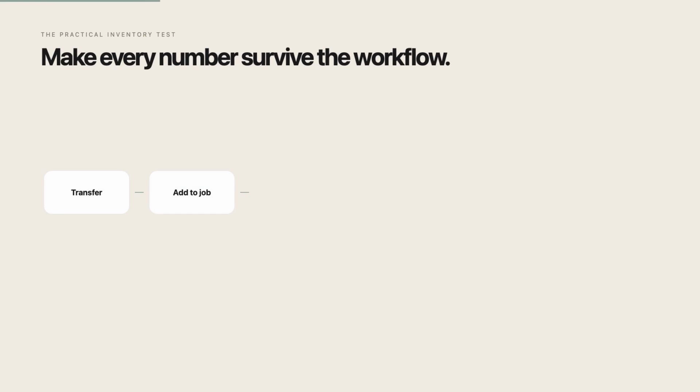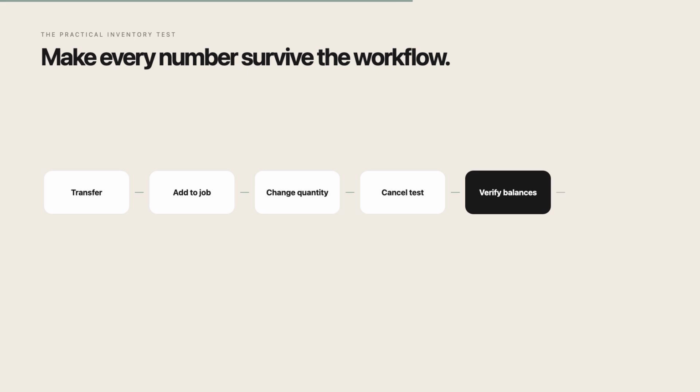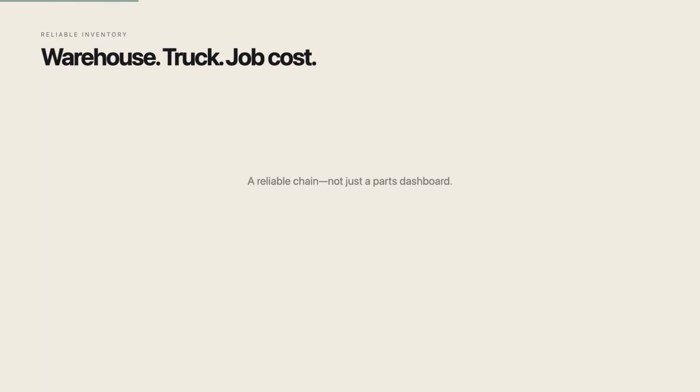Now, what you should test when comparing HVAC inventory software: take one real part, transfer it from a warehouse to a truck, add it to a work order, change the used quantity, cancel the test job, then verify the warehouse balance, truck inventory, job consumption, and material cost. If those numbers survive the test, you have more than a parts dashboard. You have a reliable chain from warehouse to truck to job cost.